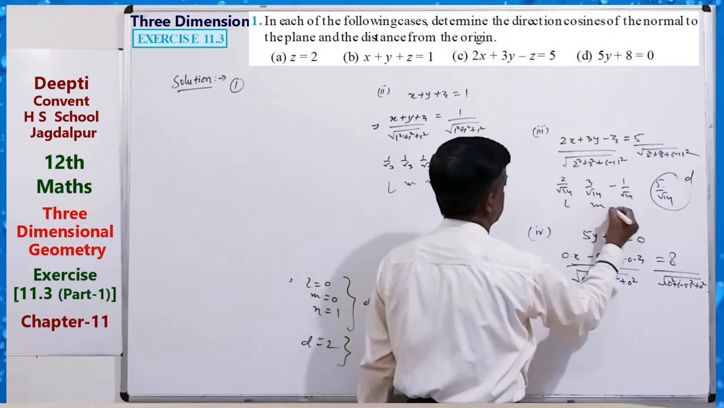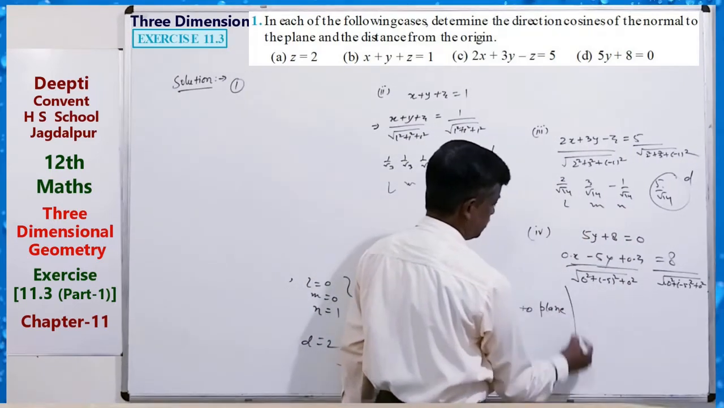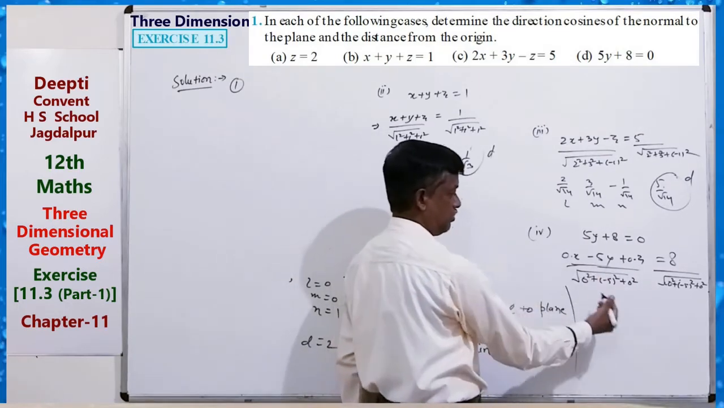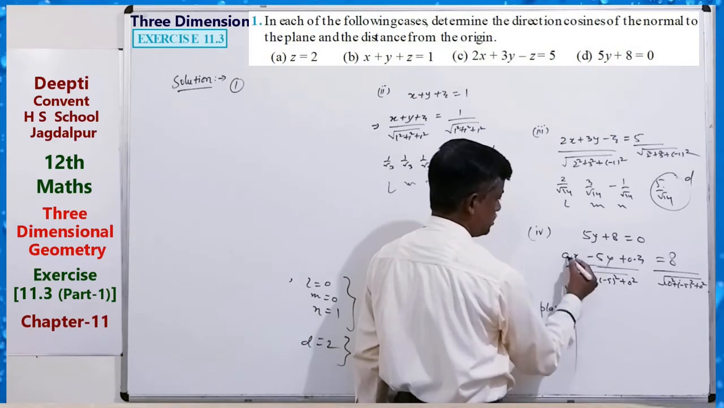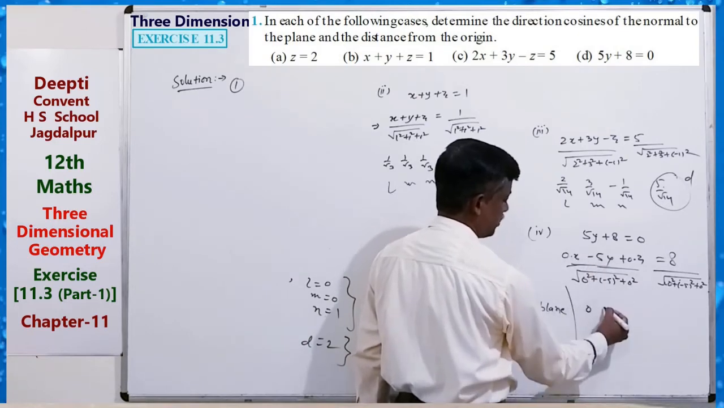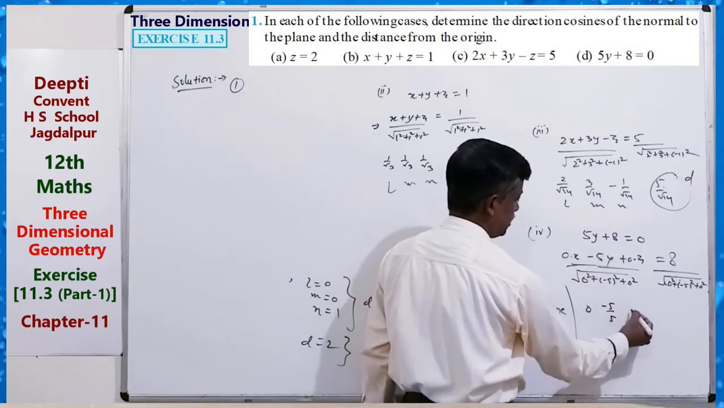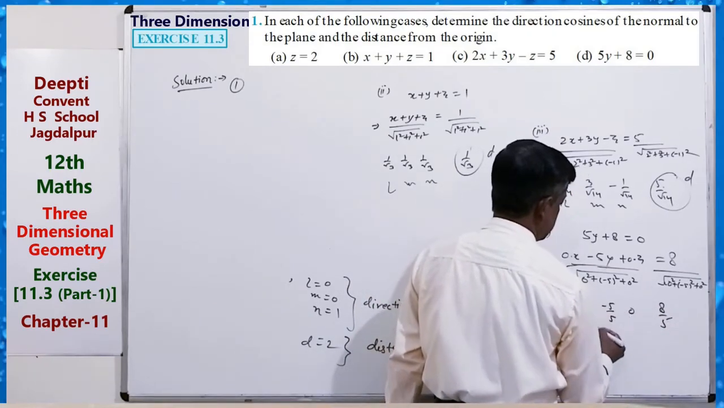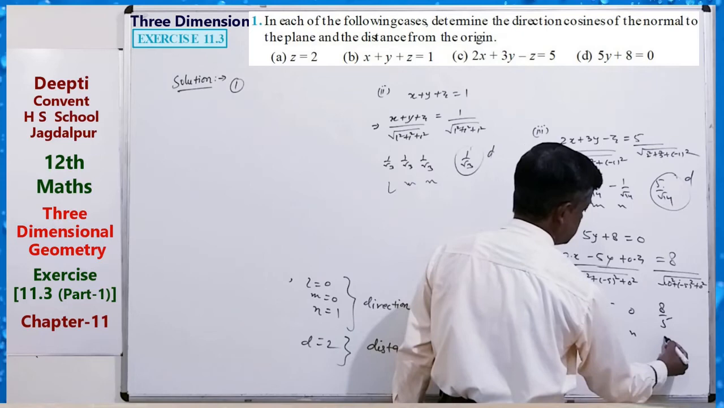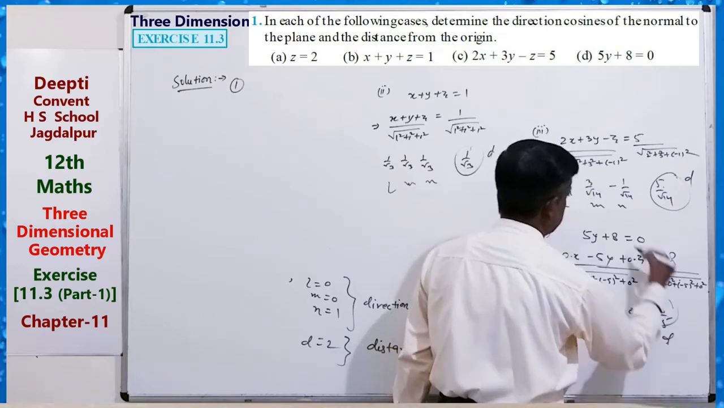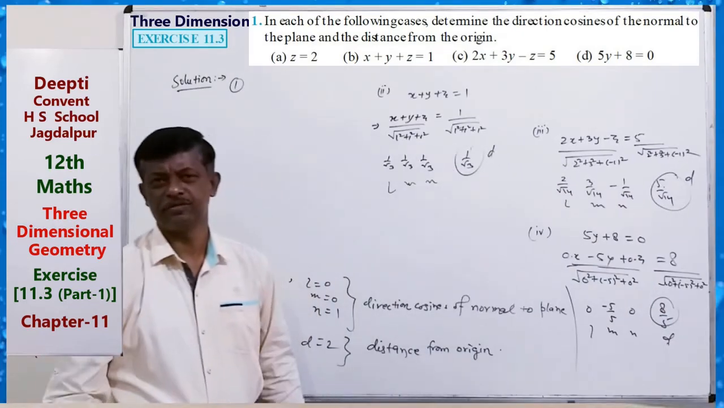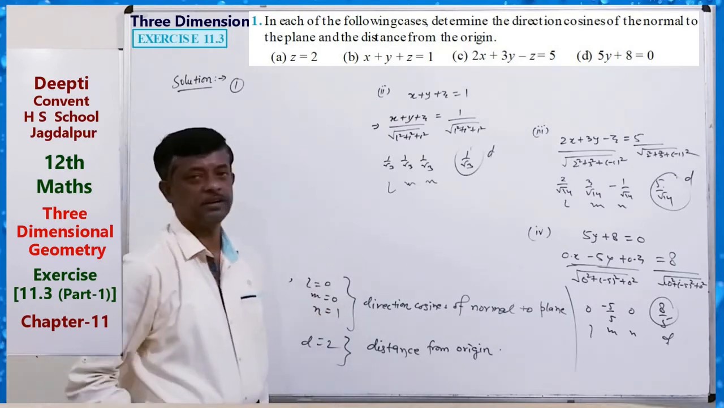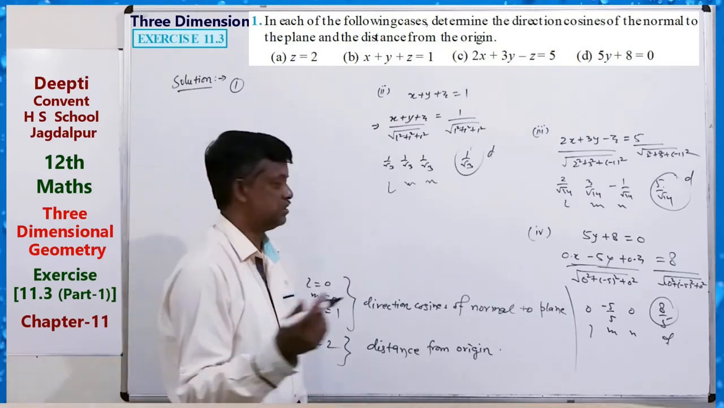This is L, M, N. Here also, what? 5 square, root 5, so 5. So 0, first 0, 0, minus 5 by 5, minus 5 by 5, and here 0, here 8 by 5. So L, M, N, this is D. Okay, so very simple. Just convert it by dividing by this.